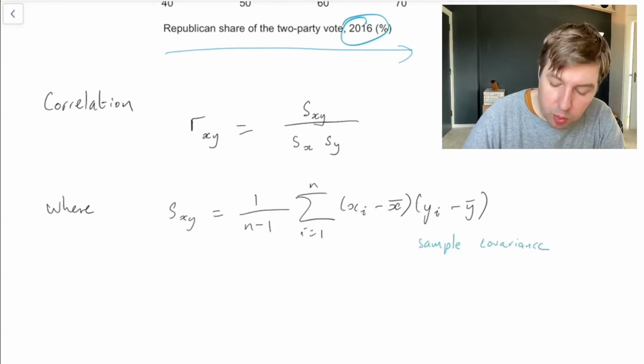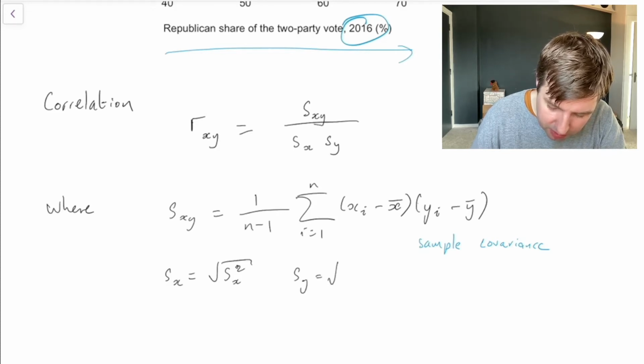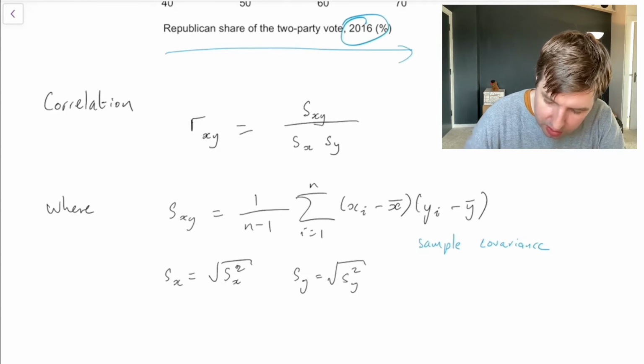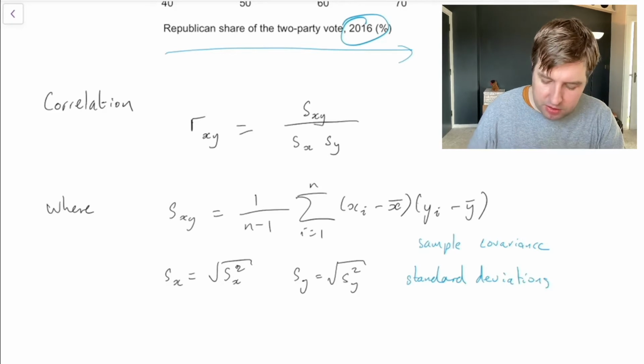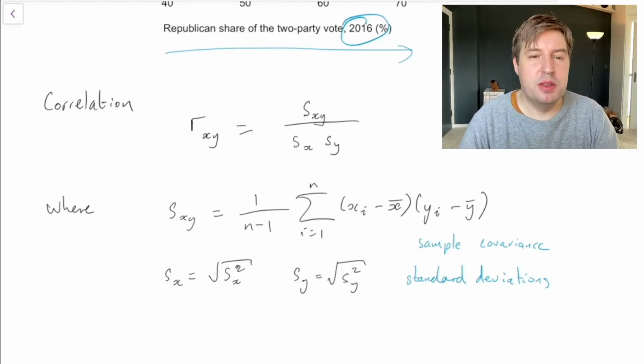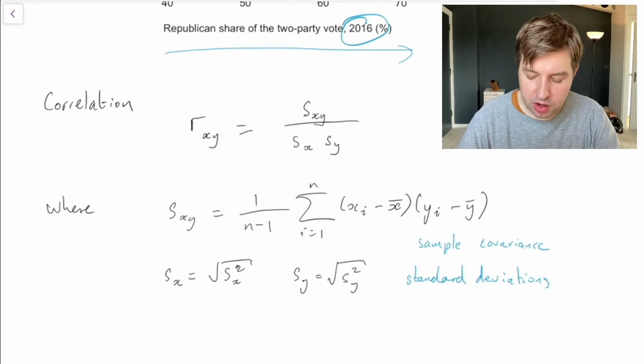And Sx and Sy are the standard deviations we saw before. Sx being the square root of the sample variance, Sx squared, and Sy being the standard deviation of y, the square root of Sy squared. Those are the standard deviations. And so we calculate those three things and plug them into this formula for Rxy. And that tells us the correlation.